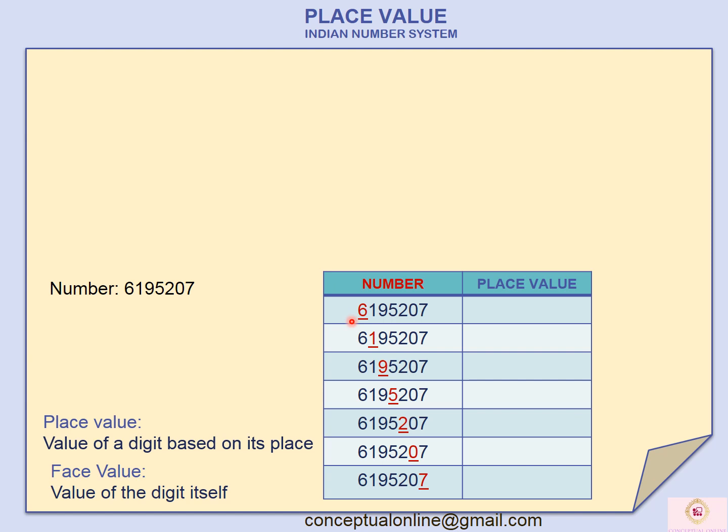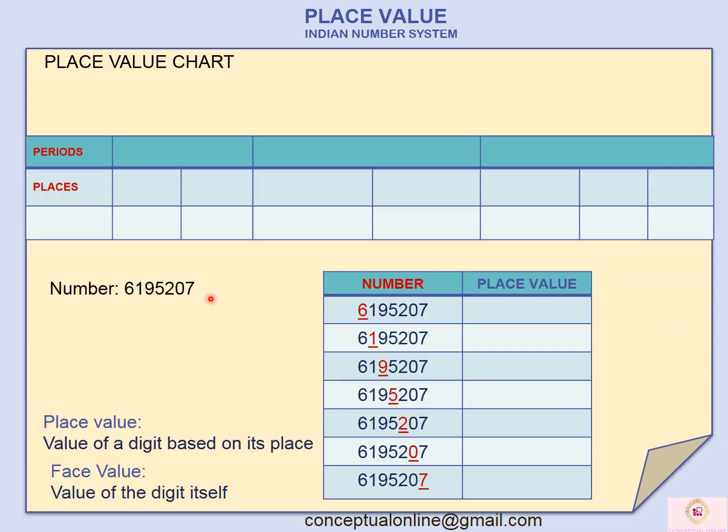Here we are supposed to find out the place value of the underlined digits. This is a 7-digit number. First we have to find the place value of 6. Then we have to find the place value of 1. So before going through that, we need to know about the place value chart. The child has to be aware how to draw the place value chart for a given number. You can refer to my previous video if you have any confusion in that portion.